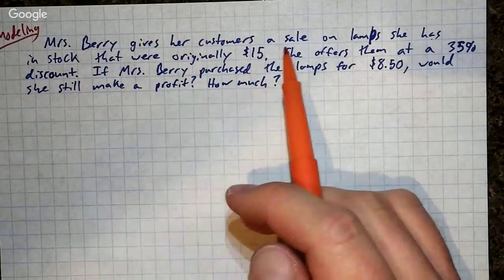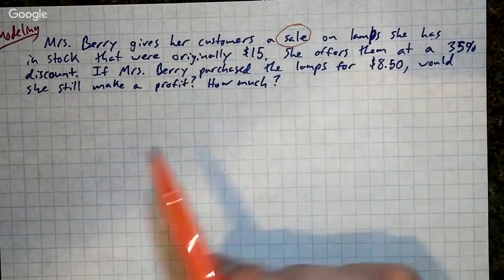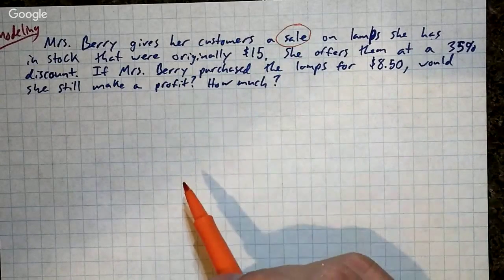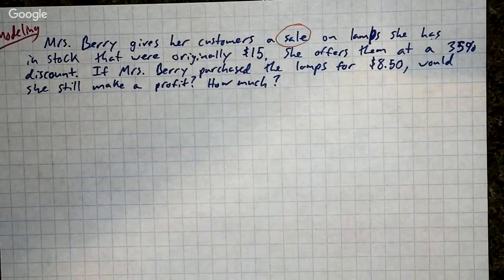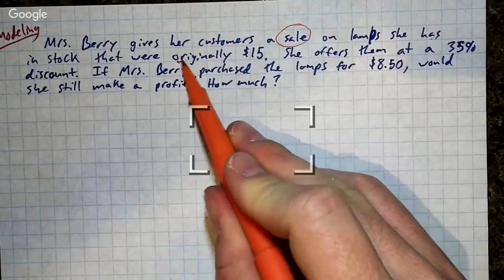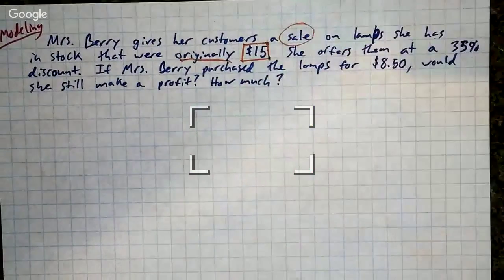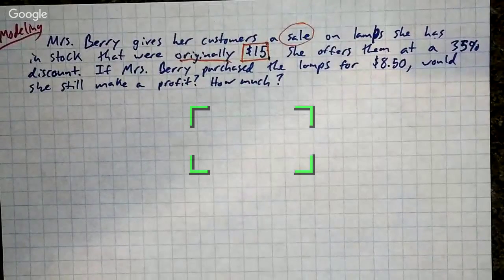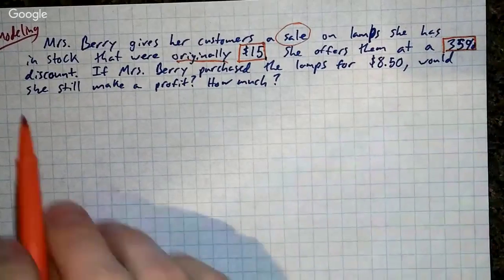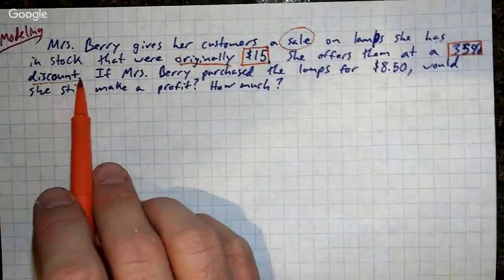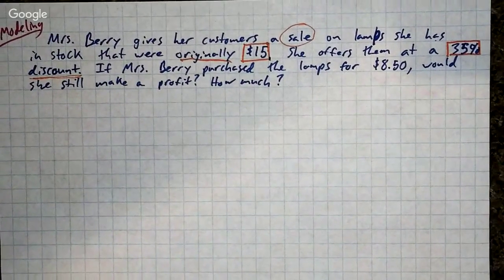Mrs. Berry gives her customers a sale. So we're going to be talking about a sale, okay? On lamps she has in stock that were originally $15. So the selling price, the original selling price, not the sale price, the original selling price is $15. She's offering them at a 35% discount. Well, I know 35% is something. Is that a mark up or a mark down? Well, because it's a discount, that's going to be a mark down. She's marking them down at 35%.